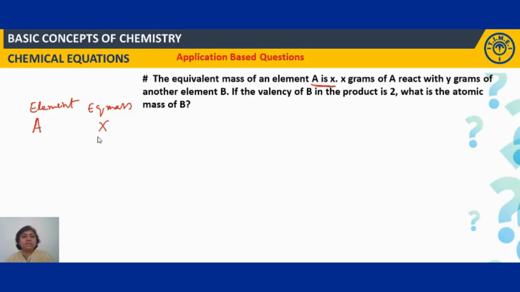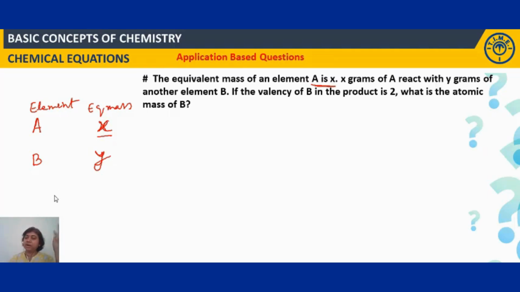So since X grams of A is combining with Y grams of B, it is very obvious that element B, its equivalent mass is Y, right? So equivalent mass of A is X and the equivalent mass of B is Y. So this we know. Now if the valency of B in the product is 2, what is the atomic mass of B? So how will you calculate?